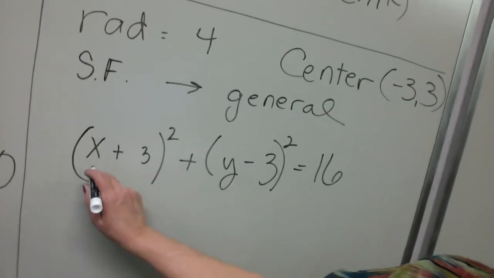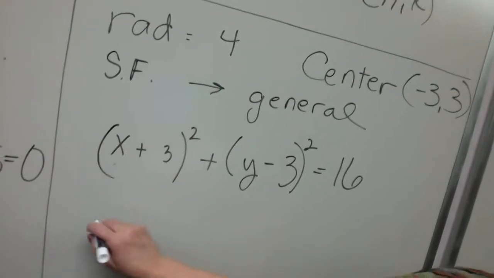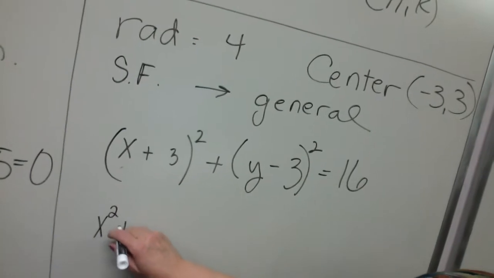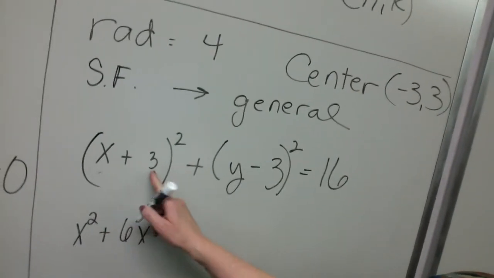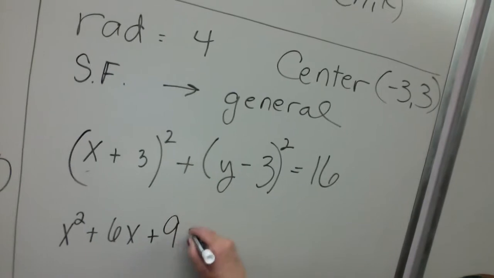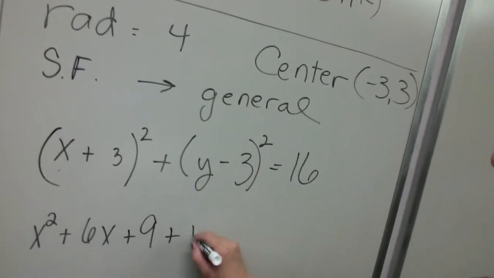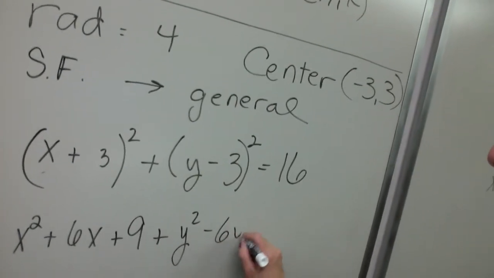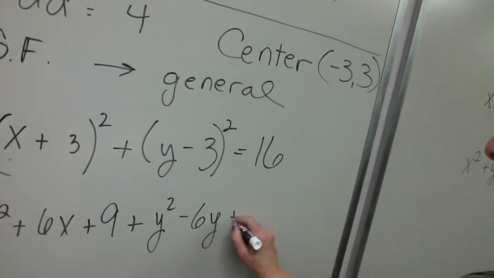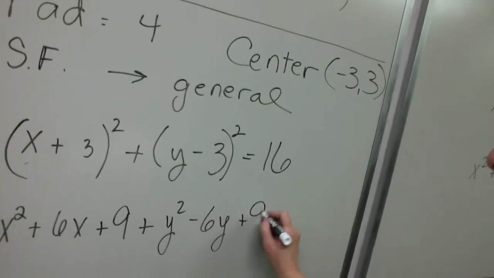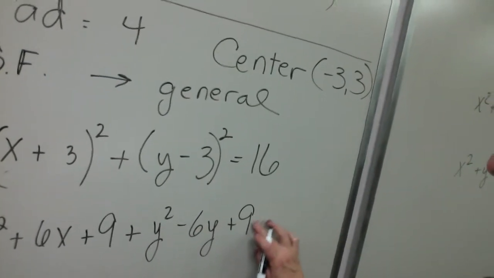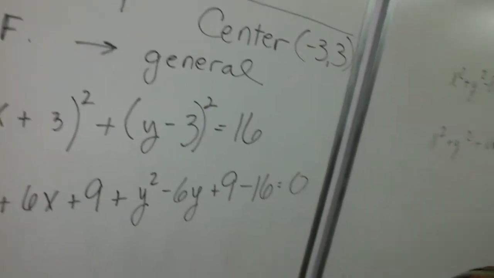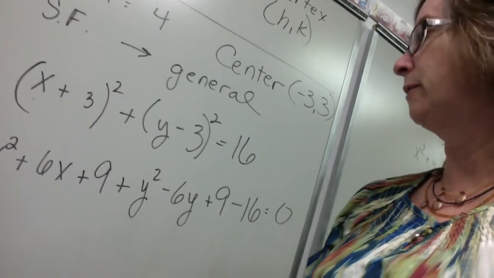When we FOIL this out, we get the first one squared, x squared. This product, 3x doubled, is 6x. And this last one squared is 9. Then we come over here and do y squared. This product, -3y doubled, is -6y. And then plus 3 squared is 9, equals 16. But because we're trying to get it to general, we'll do a -16, equals 0.